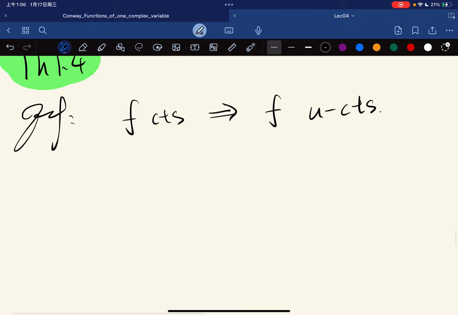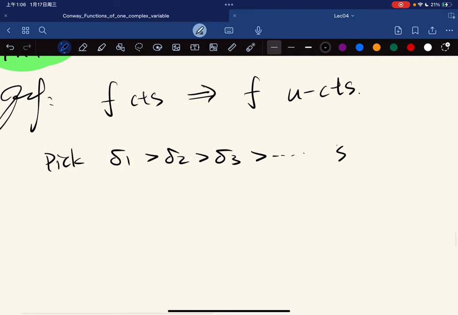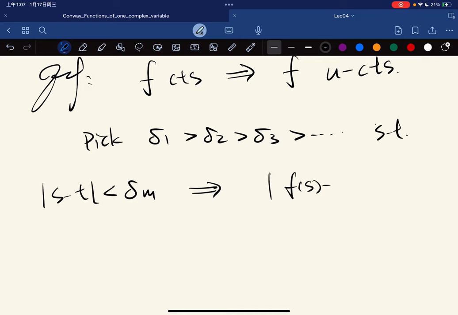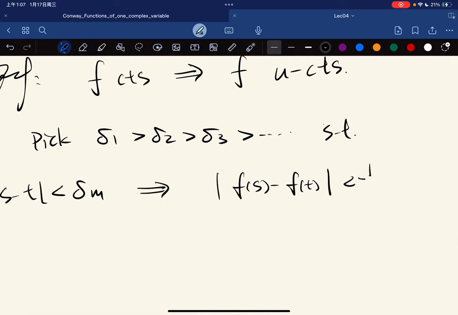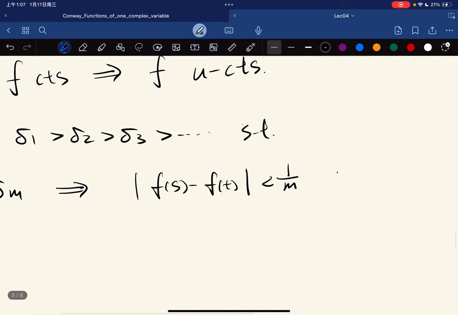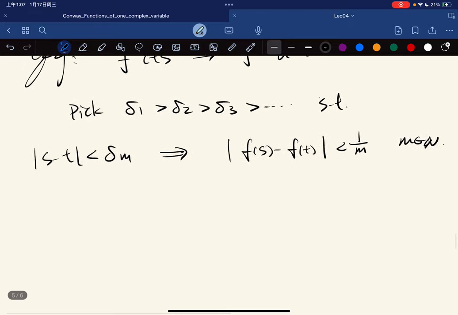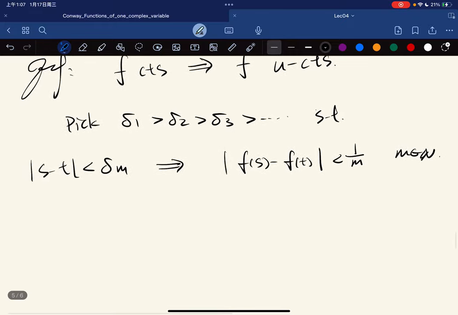So first we pick delta 1 greater than delta 2, inductively chosen such that when s and t are delta_m close, we have that f(s) and f(t) are 1 over m close. This is possible because it's uniformly continuous.